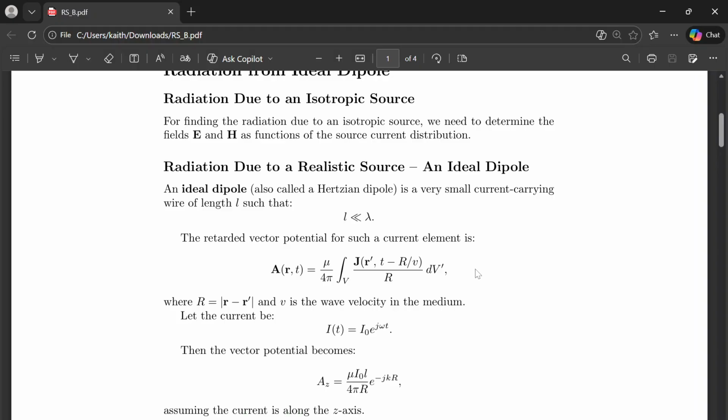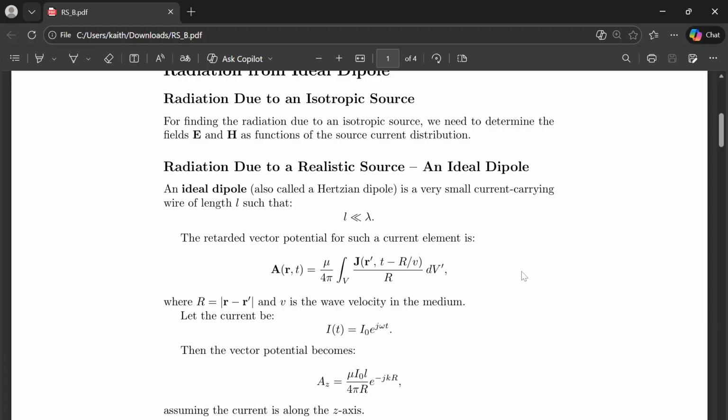Now, let us first calculate the radiation due to a realistic source. That is, we'll take an ideal scenario, which is the ideal dipole, also called a Hertzian dipole. It is just a small current carrying wire of length L. Here the length L is very small compared to the operating wavelength, and the wavelength refers to the operating frequency. Now I'll be using the result for the vector magnetic potential which I derived in the earlier video. The playlist link I will keep in my description.